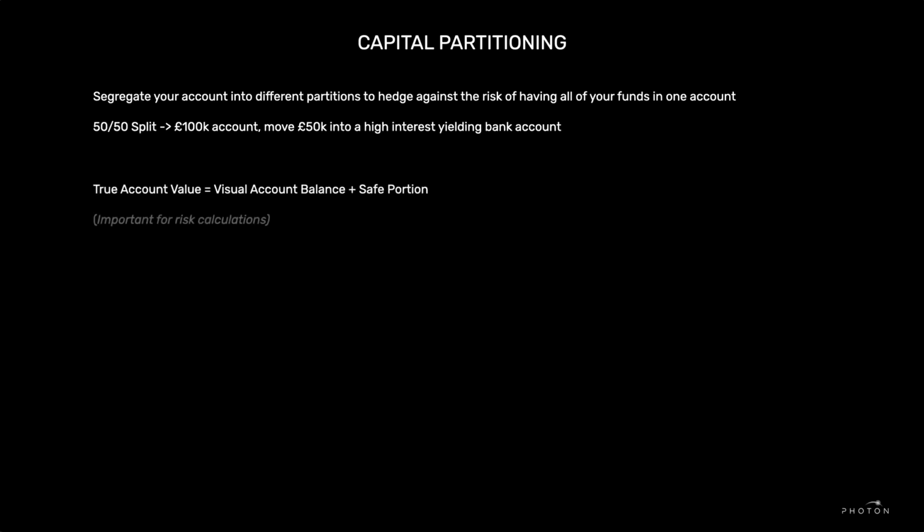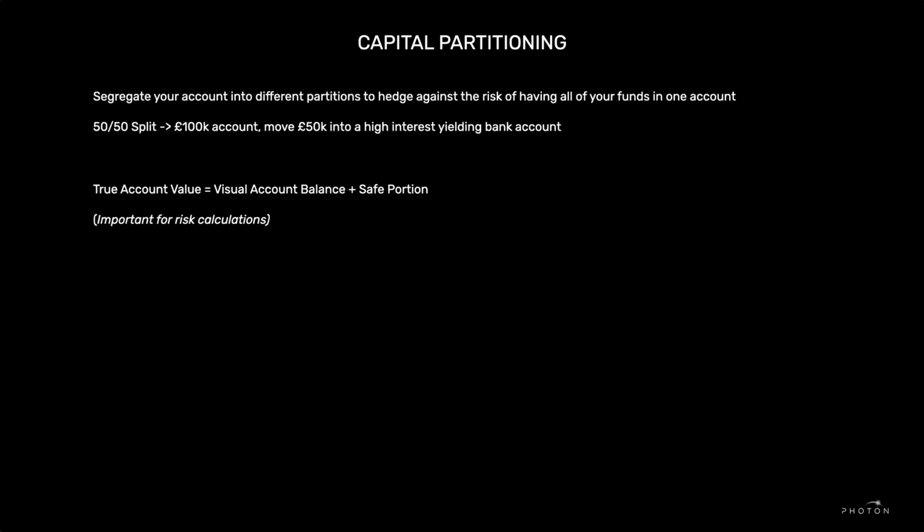So whenever you are calculating your position size risk, you just need to remember to always add the amount of capital, the safe portion that you have put in a segregated account. You need to add this to your account balance in your brokerage account when you make that calculation, so that you are risking a percentage of your true account value, right?